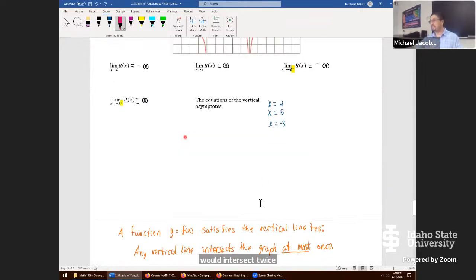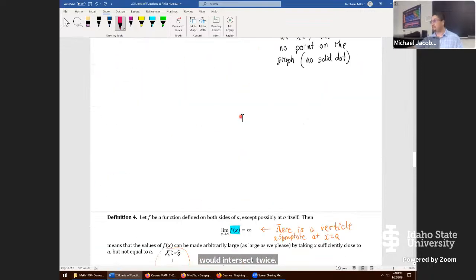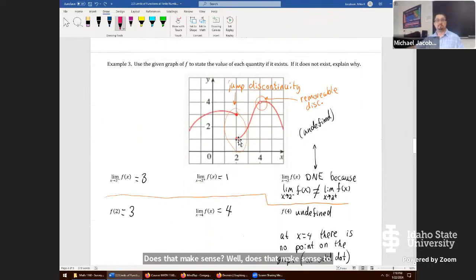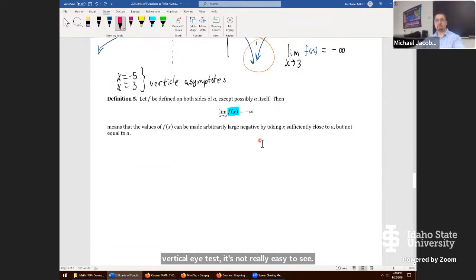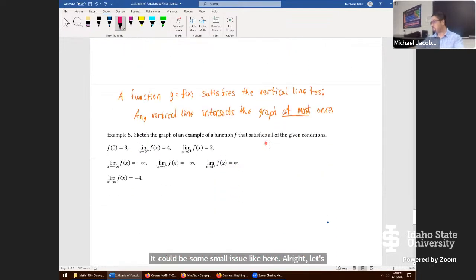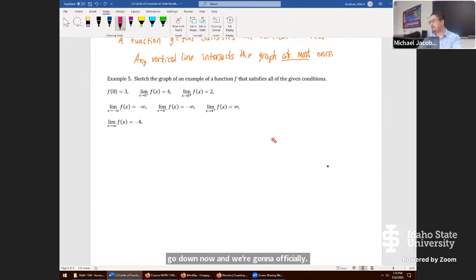Does that make sense to folks on those issues there for this graph? Okay, mainly mentioning that because sometimes failing the vertical line test, it's not really easy to see. It could be some small issue like here. All right, let's go down now, and we're going to officially work through this problem.